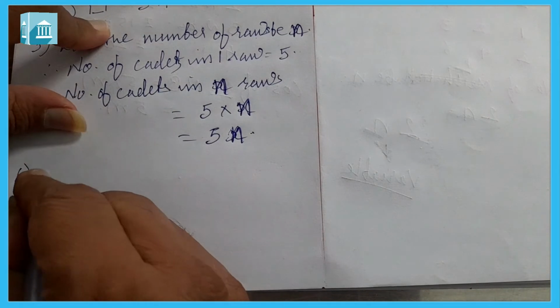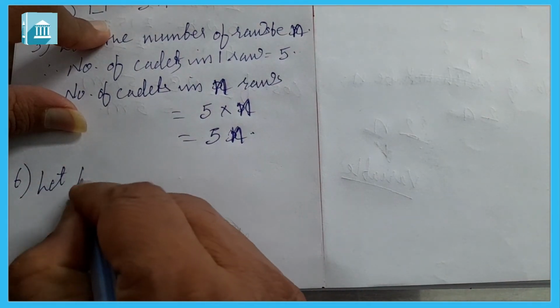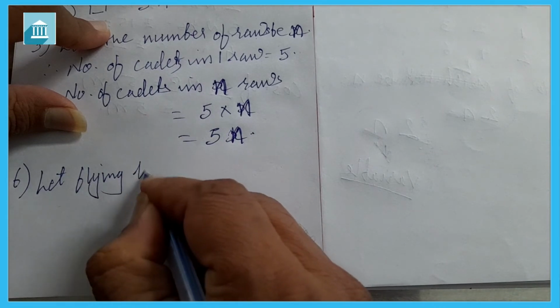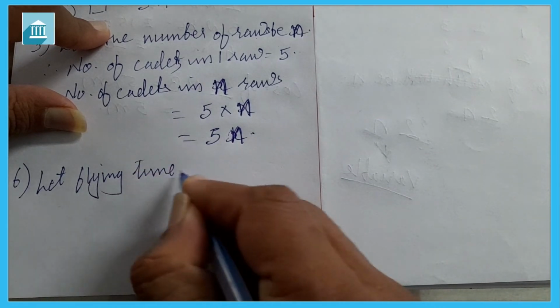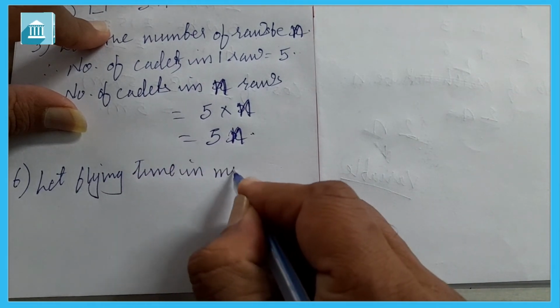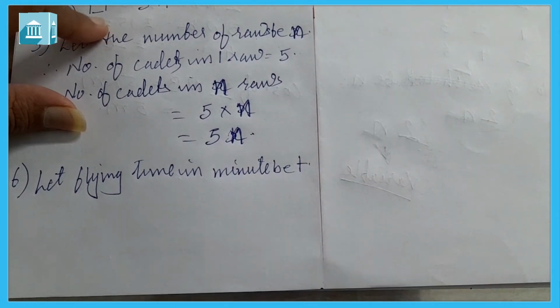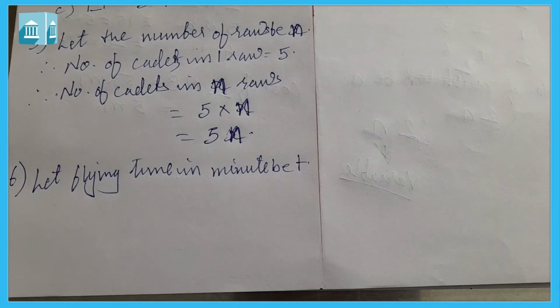Let flying time in minute be t. Now we have to find out, can you express the distance covered by the bird in terms of flying time in minute? So now here we need to express it.